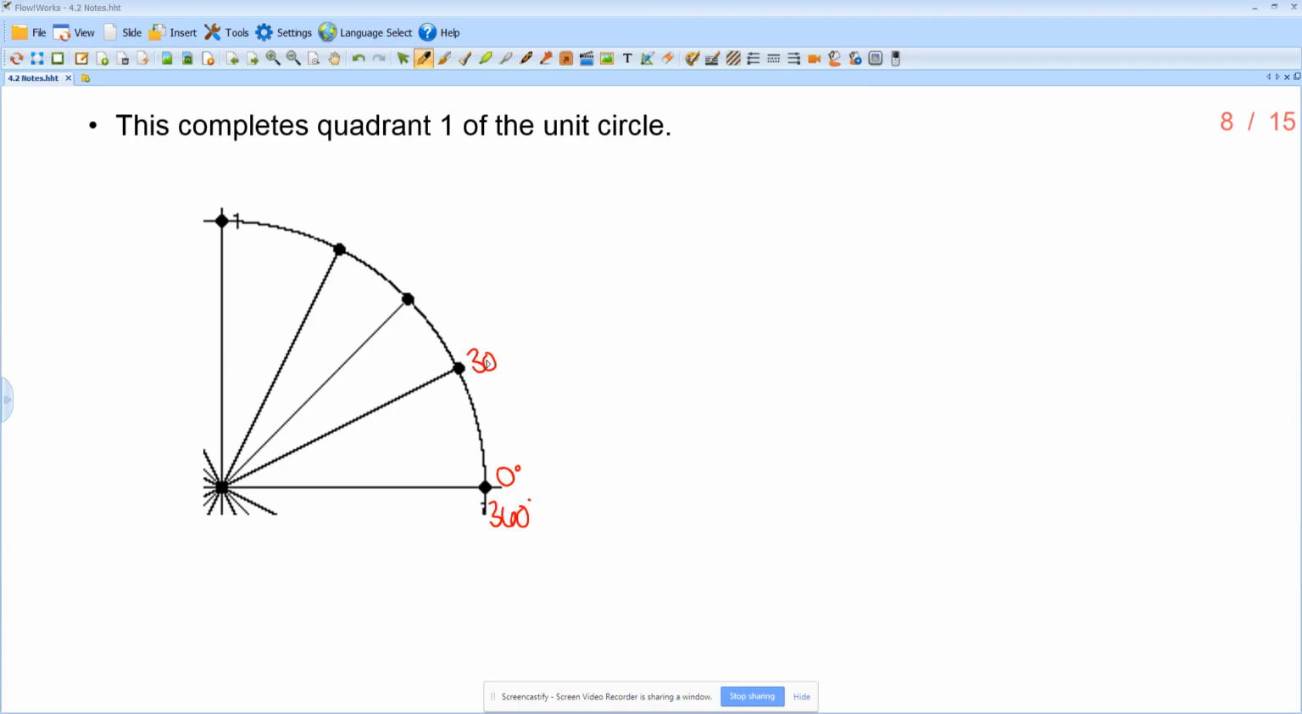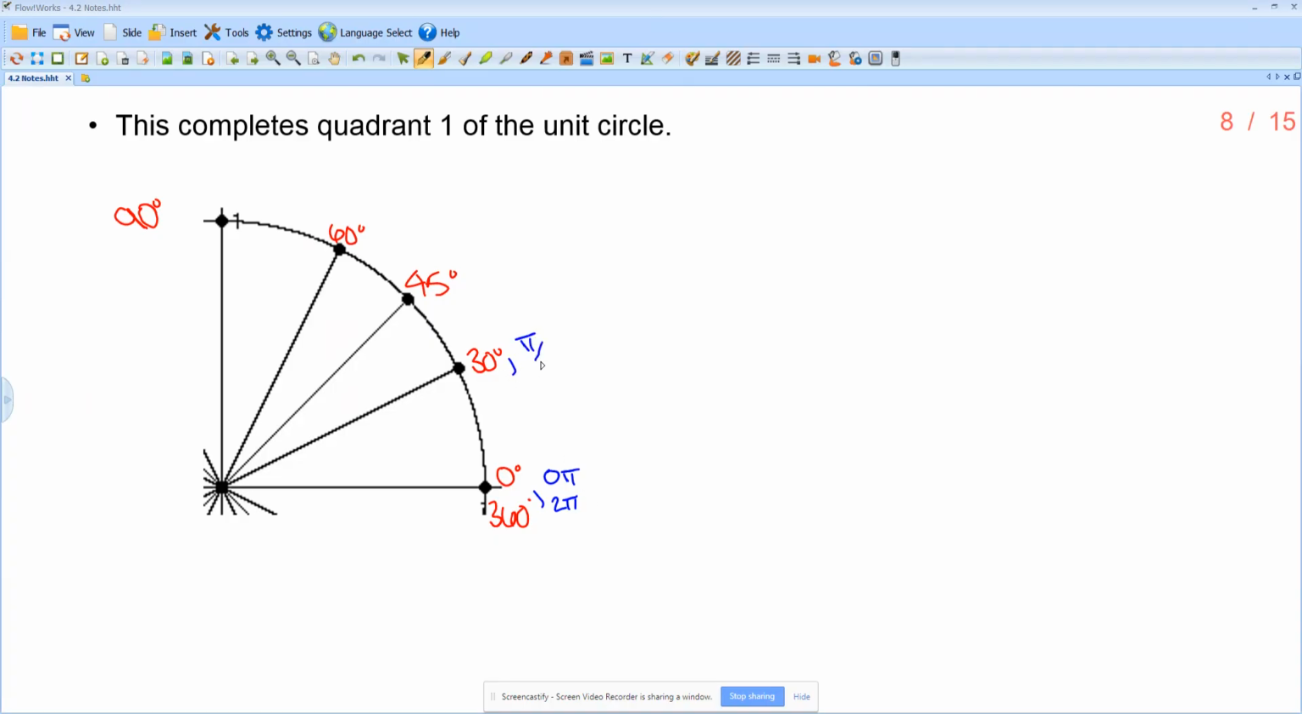Then it goes 30 degrees, 45 degrees, 60 degrees, and 90 degrees. Next, I'm going to do my radians. So this is 0 pi, or 2 pi.